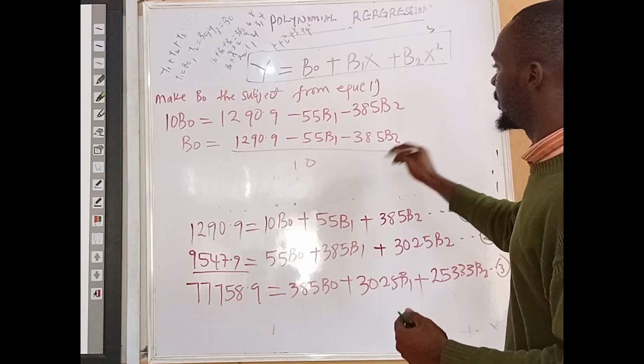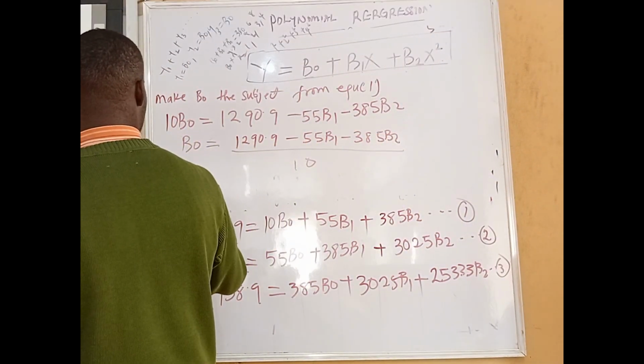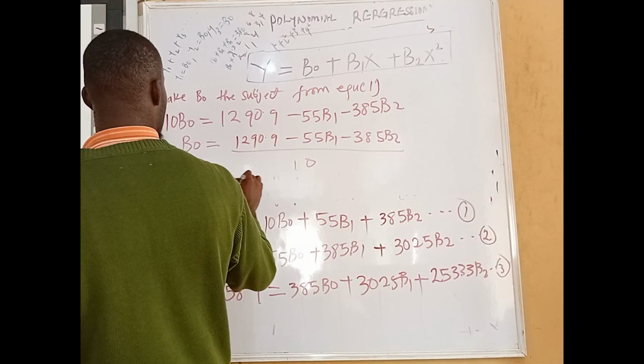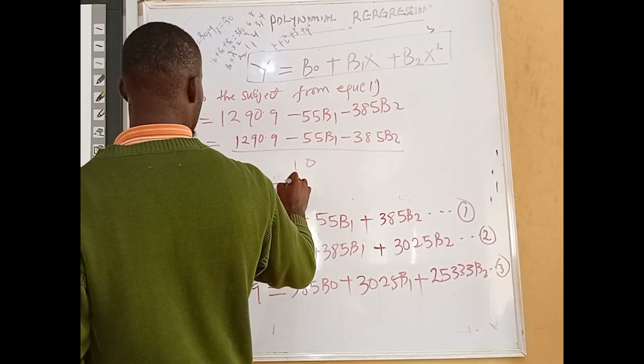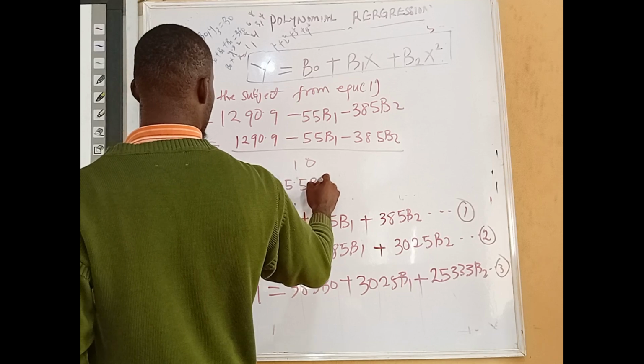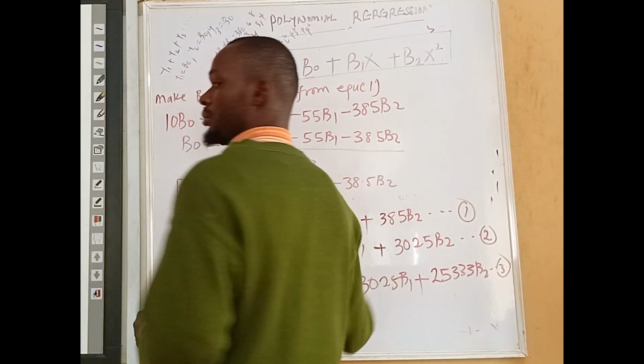Divide 2 by 10, we get our B naught to be equal to 129.09 minus 5.5 B1 minus 38.5 B2.